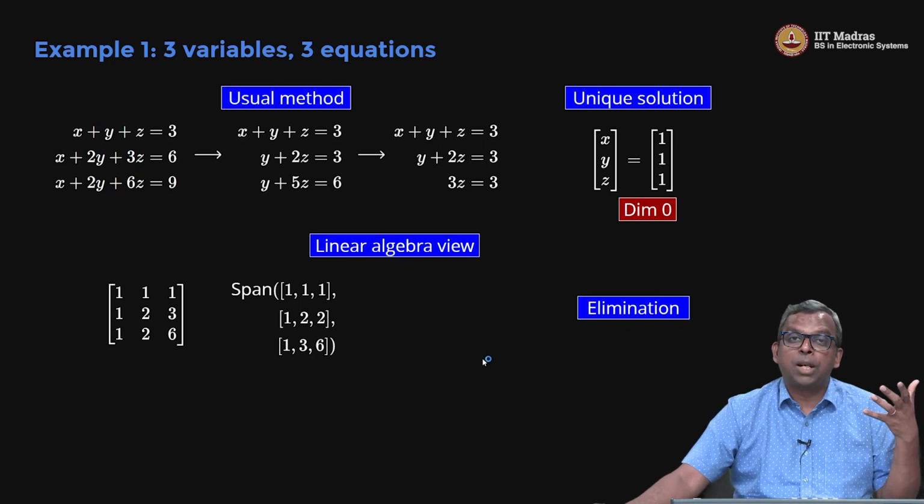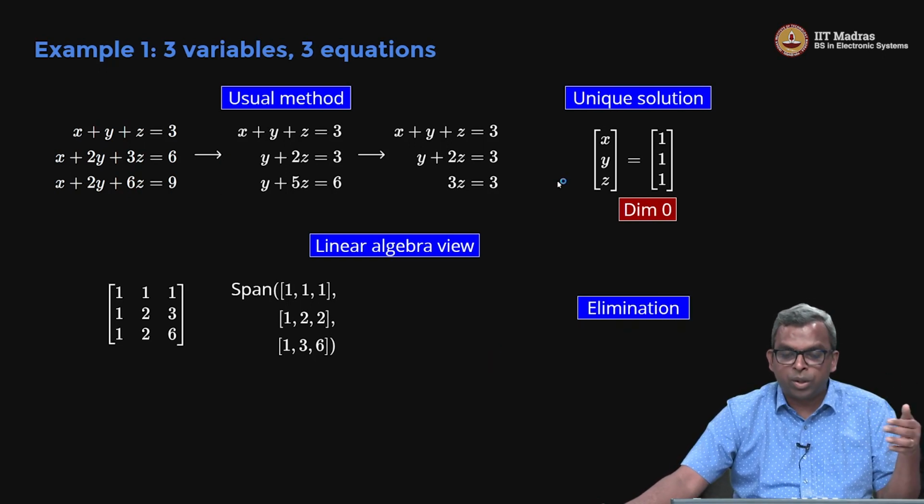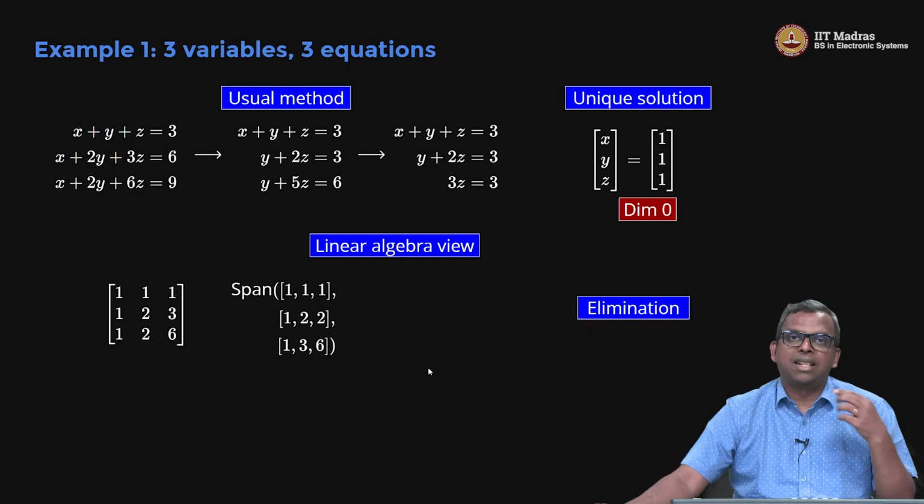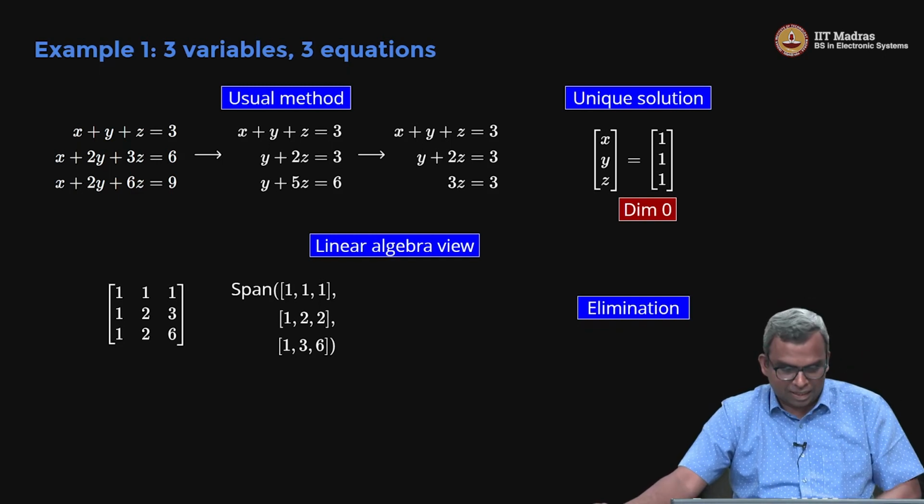Okay, so how wonderful that would be, right? Without even solving, without doing all these steps, if you can know just by the span that 3, 6, 9 has to definitely belong to the span, that's a nice thing to know. Okay, let's see if that is true.